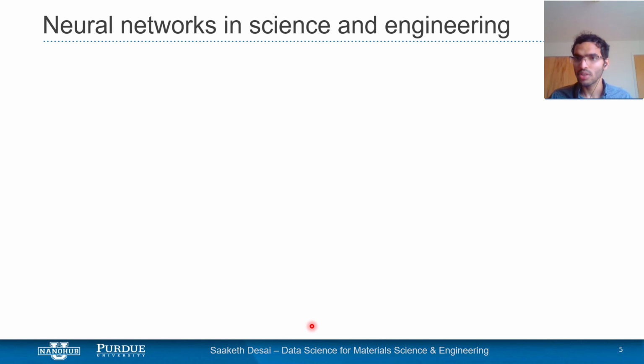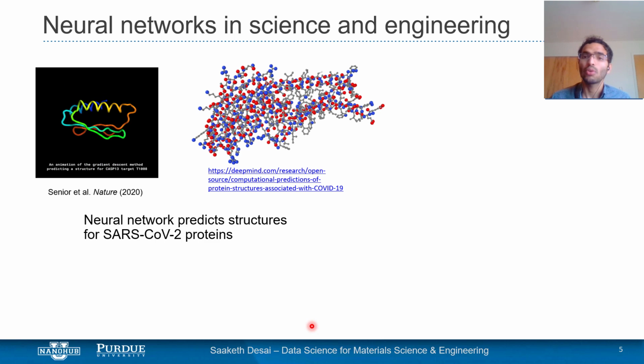Before I dive deep into that though, we know various applications of neural networks in science and engineering, and I just wanted to give you some examples of how these neural networks are being used, not just in self-driving cars or in social media recommendation engines, but in examples closer to the kind of work that you will encounter as scientists or engineers.